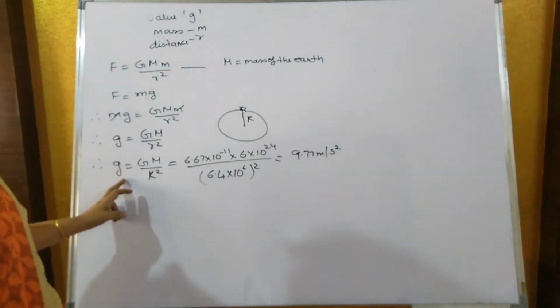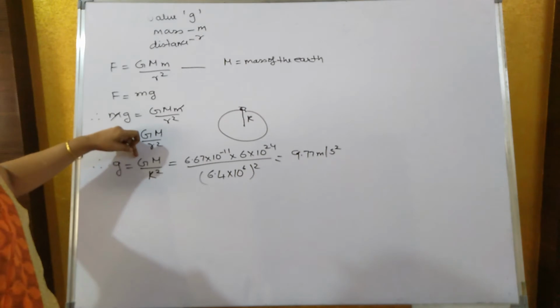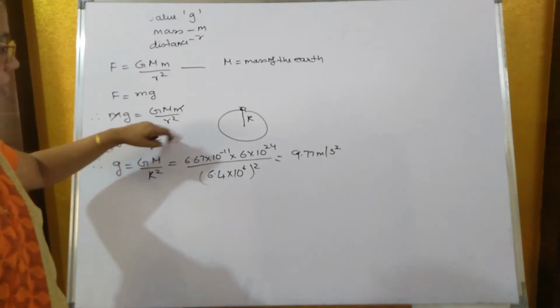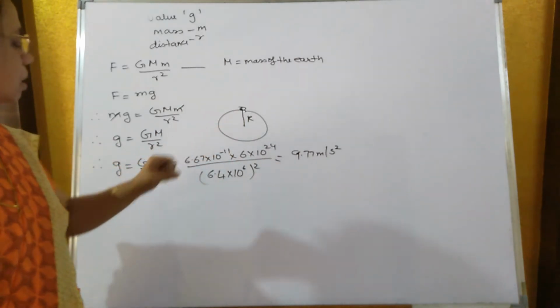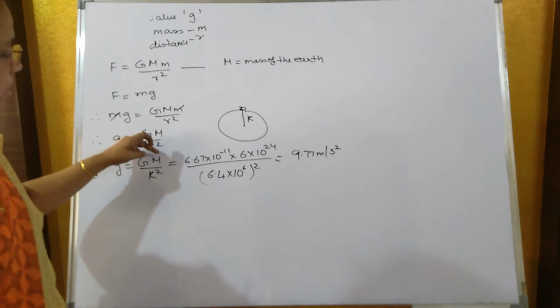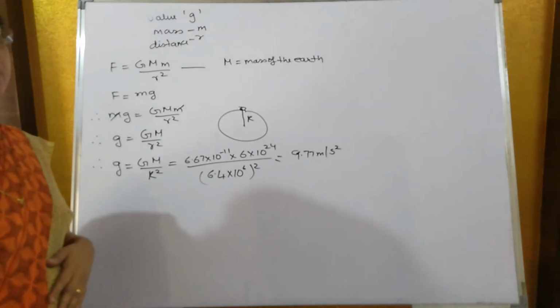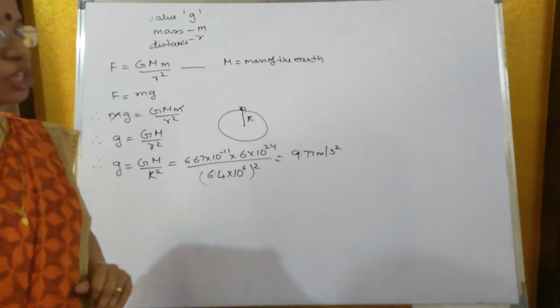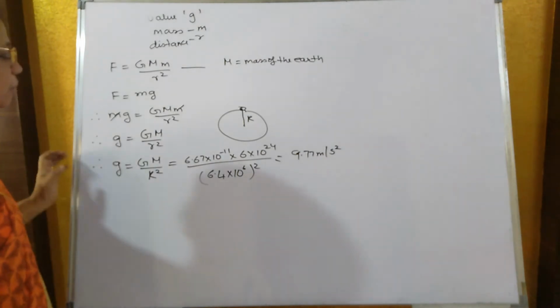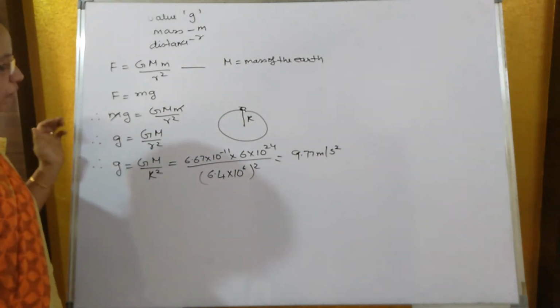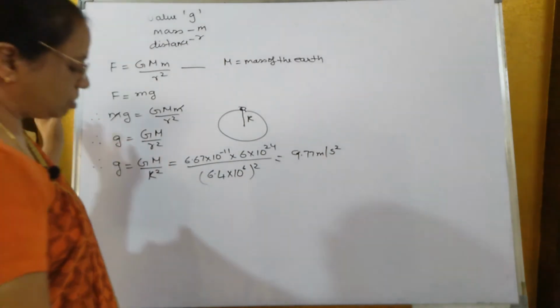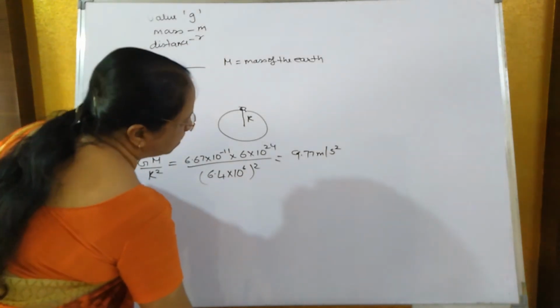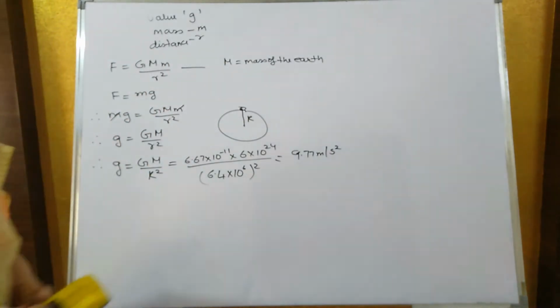Since the value of g depends upon the universal gravitational constant, which is constant, mass of the earth, which is constant and will not change, and radius of the earth, it depends upon G, mass of the earth, and radius of the earth. Therefore it does not depend upon the properties of the object. Now variation of g. How does g vary? There are three things on which g depends. Let us discuss that.